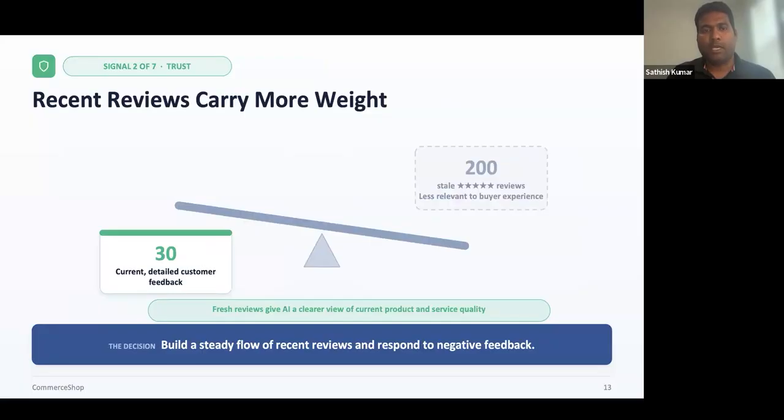Similarly, sites carry more weight, like the reviews. Generally, having a lot of reviews doesn't make sense on its own. If it is 205 five-star reviews but without much detailed experience about your product, it will give more importance to sites that give more detailed customer reviews. Most importantly, it gives more importance to fresh content. So freshness is important, and recent reviews make more sense for the AI agents.